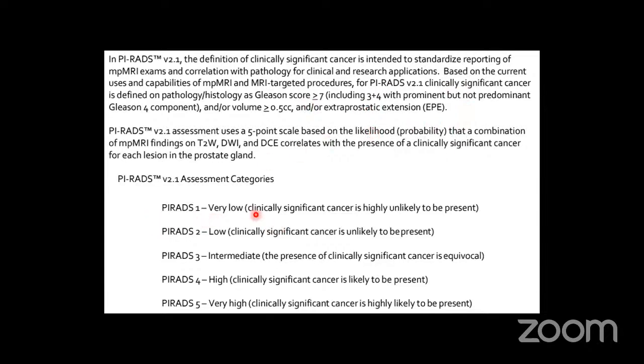So PIRADS 1 is where you have very low suspicion of having a clinically significant cancer, which is a normal prostate gland. PIRADS 2 again is low. So usually BPH nodules and all can be kept here. PIRADS 3 is the area which is most dicey. That is what we have to learn. So that is indeterminate or intermediate. The presence of clinically significant cancer is equivocal. PIRADS 4 and 5 are both almost high likelihood of having a neoplastic process, with a difference of size criteria.